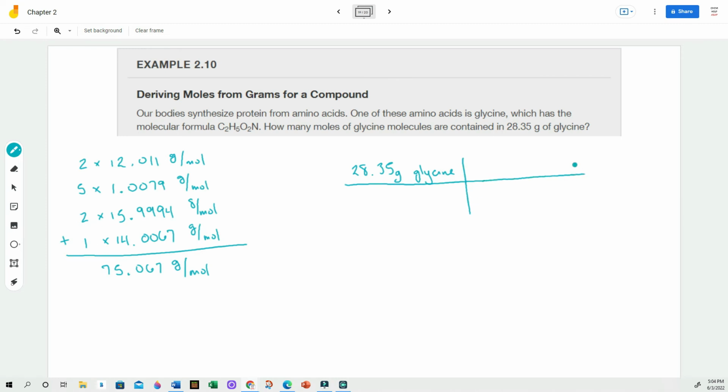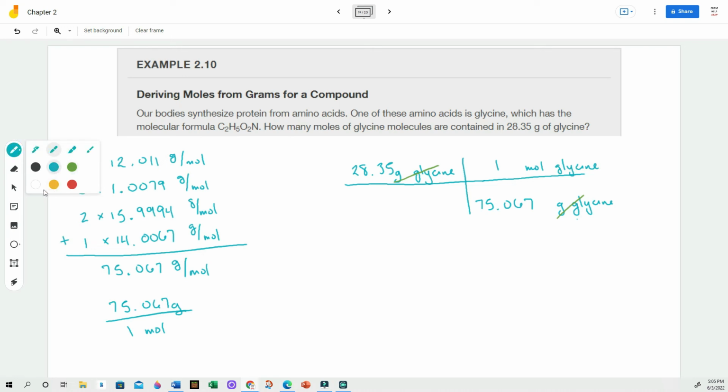again, I want to make sure that my grams cancel, so I'm going to put my grams of glycine in the denominator and my moles of glycine in the numerator. Now remember, when I write grams per mole like this, it really can be more explicitly written grams per 1 mole. It's just a lot easier and quicker to write, but it means the same thing. So when I'm putting my molar mass in here, the 1 goes here, and the 75.067 grams goes in the denominator. Now you can see that my grams of glycine are going to cancel, and I'm going to be left with moles of glycine, so I can go ahead and do this calculation.